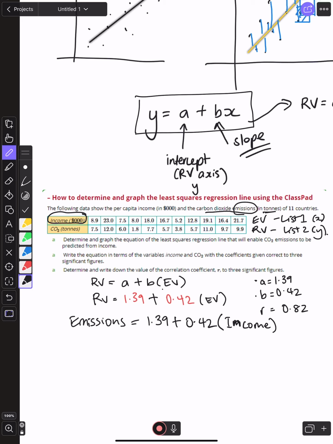All right. So because there's a little bracket there, that just means times. So 0.42 times the income. All right. So that is my equation of the line that is going to come from the least squares regression line of this set of data.